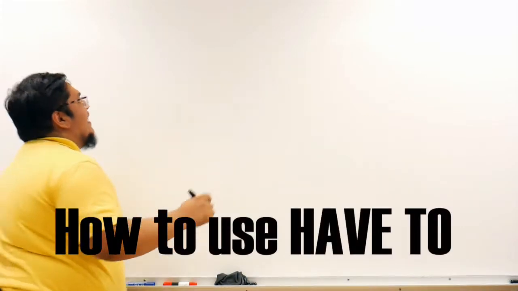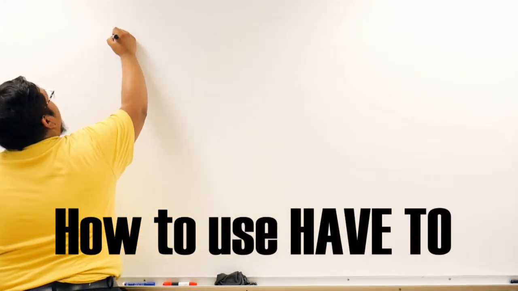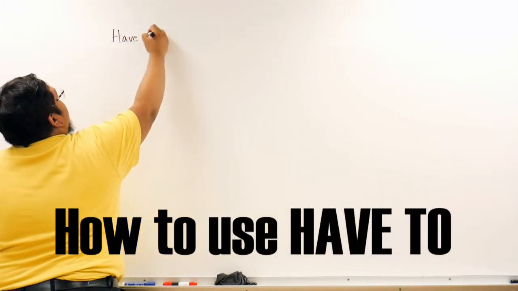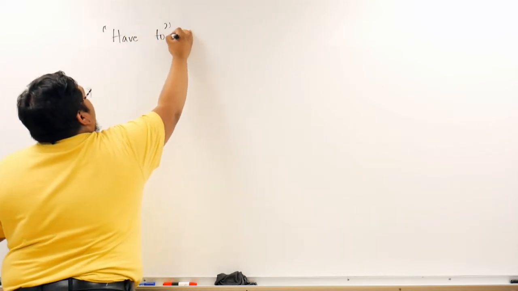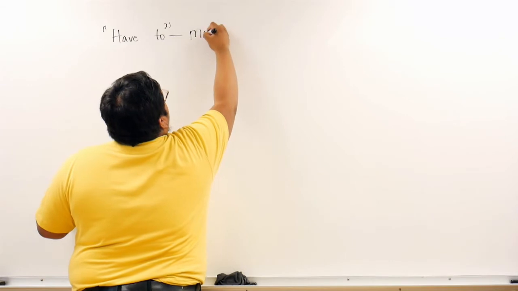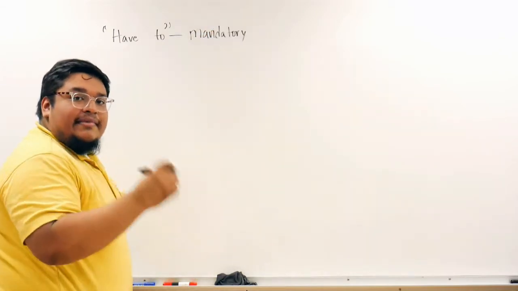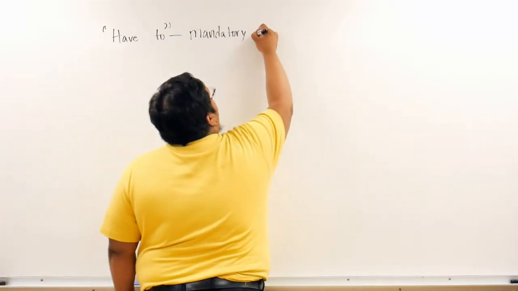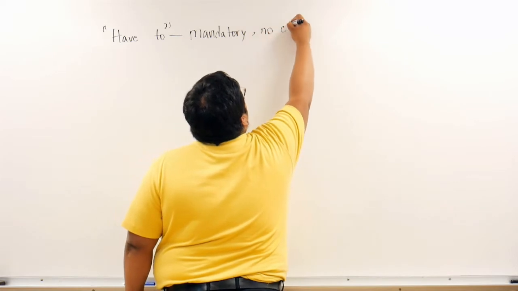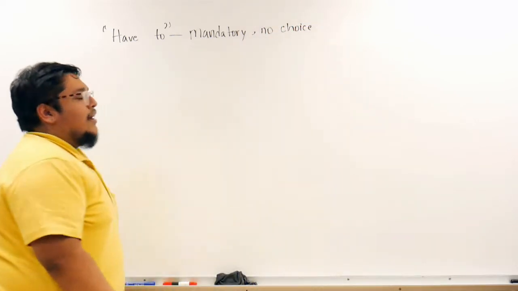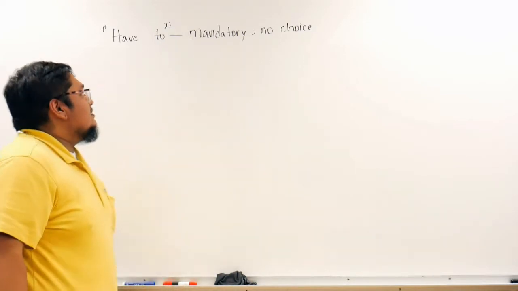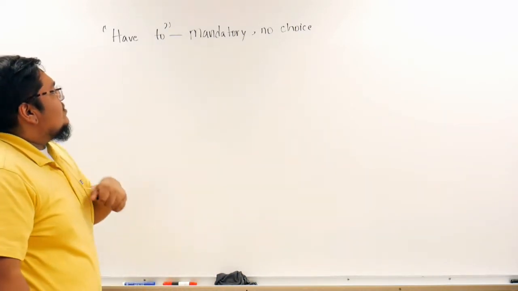Let's look at have to. Have to is mandatory. Something that is mandatory, or you have no choice. There's no option. You have no option. So, how can we use have to?